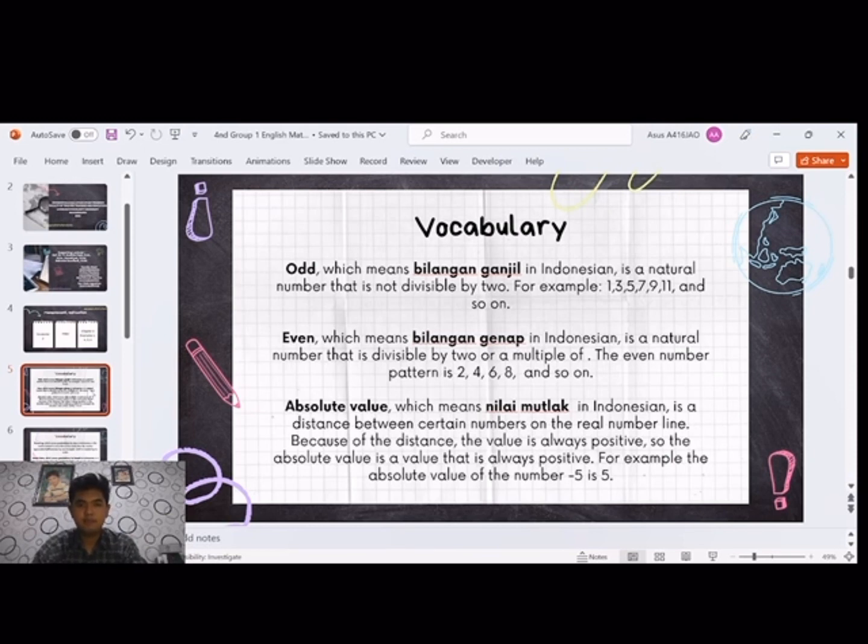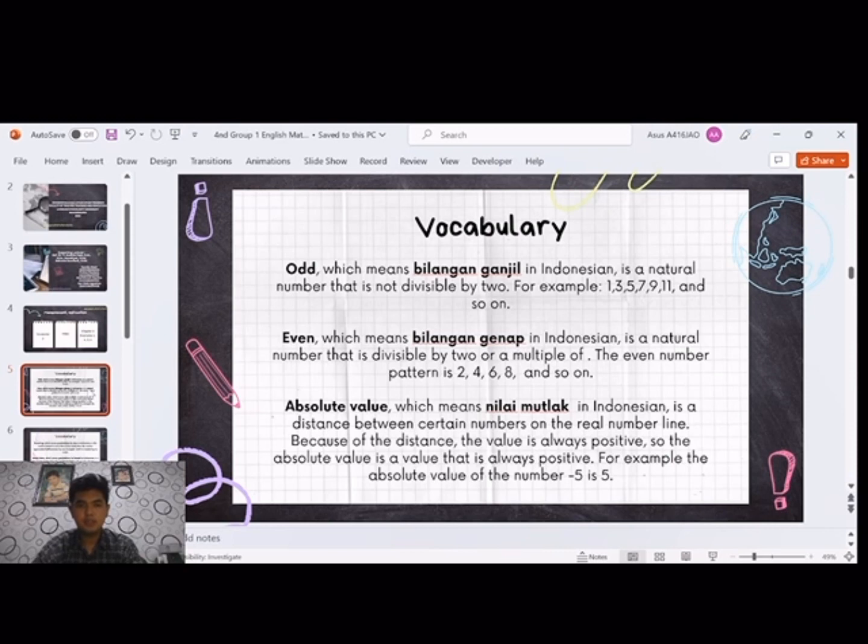Next, even, which means bilangan genap in Indonesian, is a natural number that is divisible by 2 or a multiple of 2. The even number pattern is 2, 4, 6, 8, and so on.